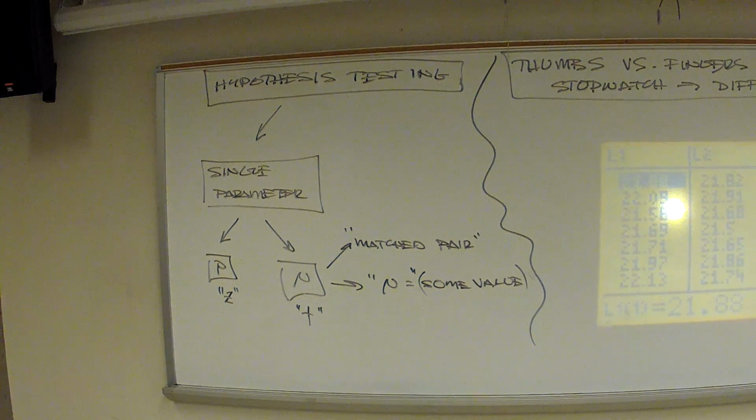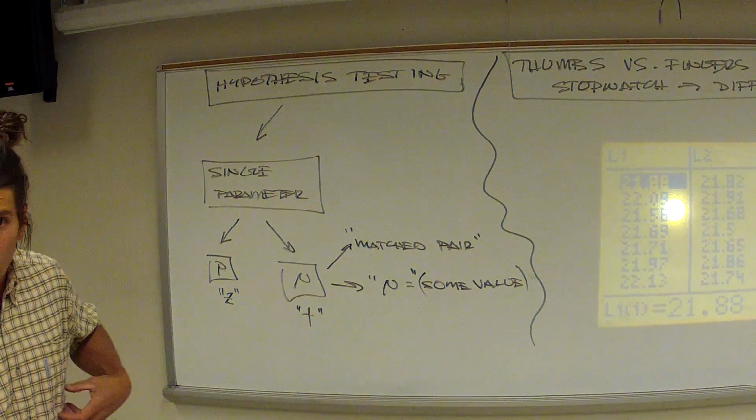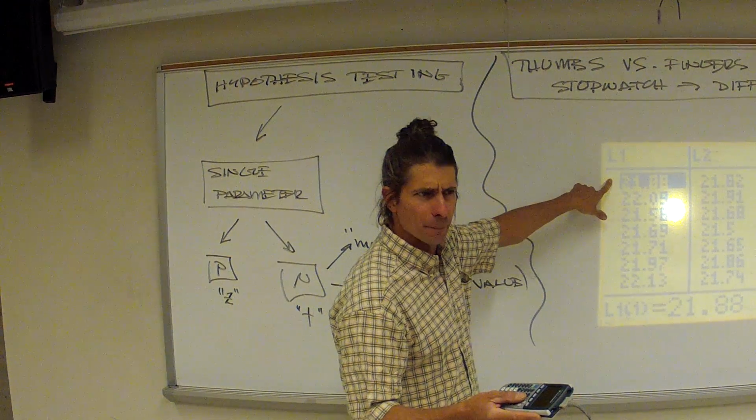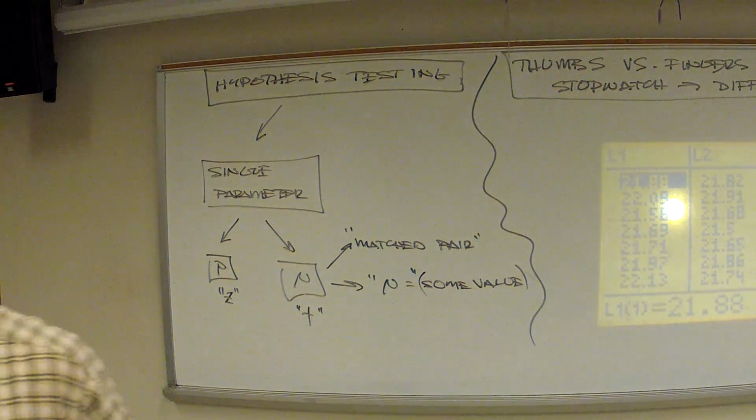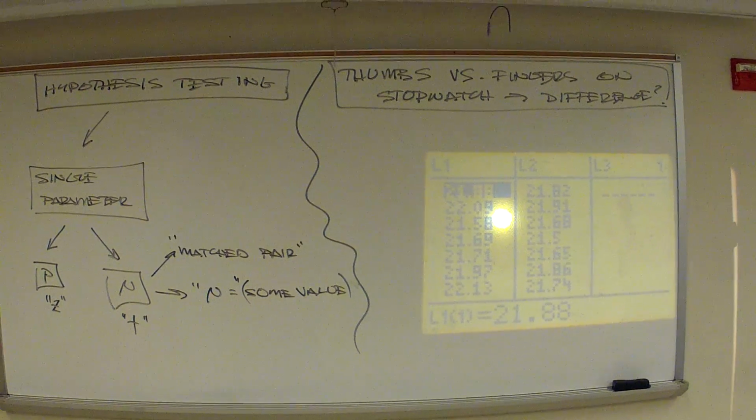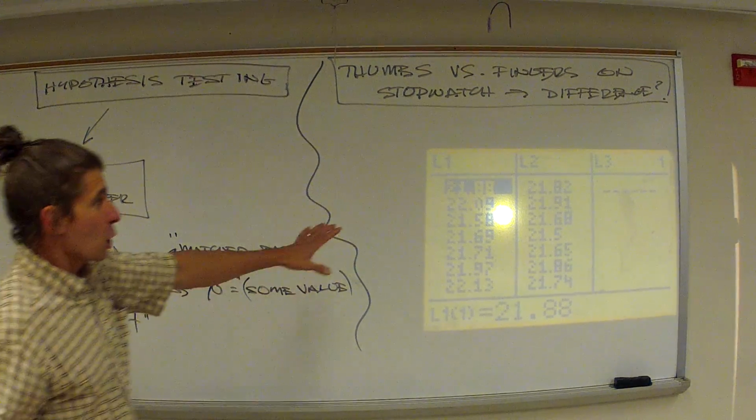So I only copied L1 and L2. L1 were the thumb times, I believe, right? Thumb. And L2 were the finger times. And we were trying to see if there's a difference between thumb and finger times.